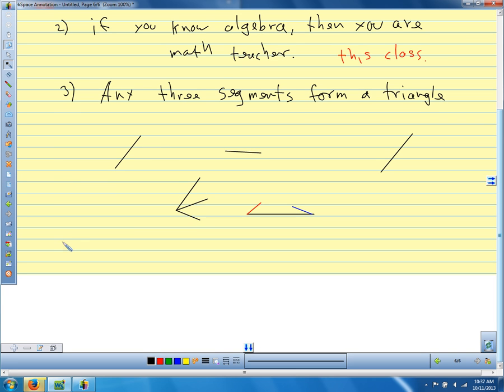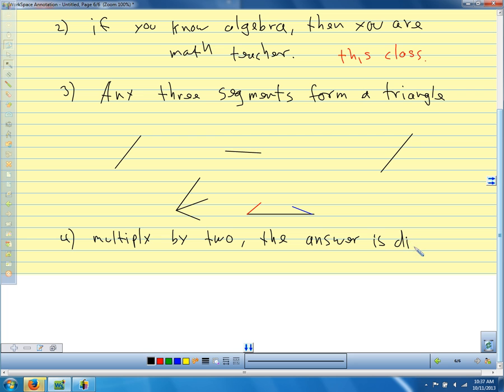Last one that we're going to look at, number 4. When you multiply a number by 2, I'm going to say the answer is divisible by 4. That's my conjecture.